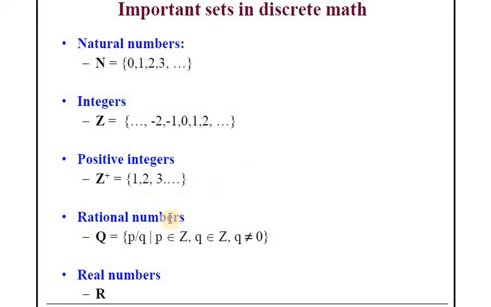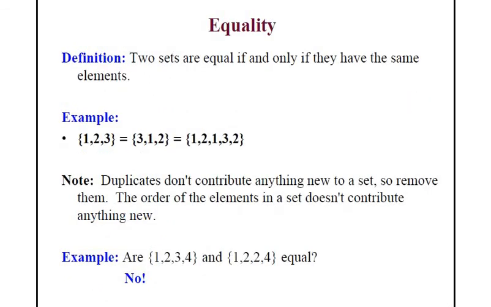Rational numbers are denoted by capital Q. The set of rational numbers is defined in this way: p by q, where p is an integer, q is an integer, and the denominator should not be equal to 0. And capital R always represents the set of real numbers. Next you see equality of sets. That means when we can say two sets are equal. Two sets are said to be equal if and only if they have the same elements.